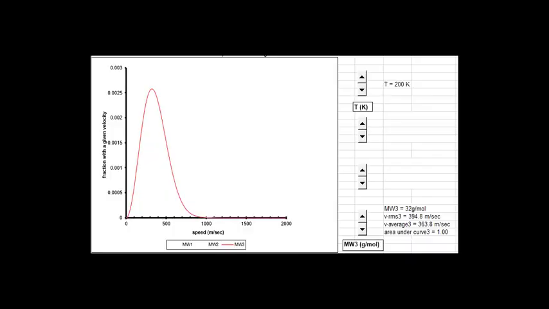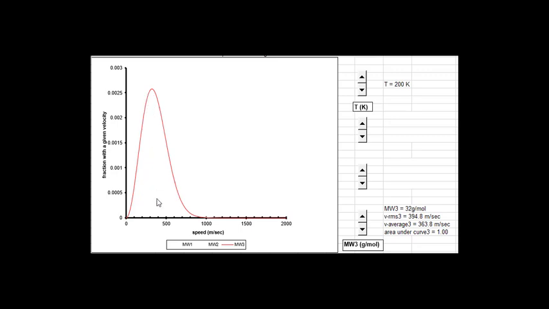Here's a nice Excel spreadsheet done by William F. Coleman from Wellesley College that shows a Maxwell Boltzmann curve. Right now in this curve, we've got about 1 mole of oxygen gas. It's got a molecular weight of 32 grams per mole. Notice it says the area underneath the curve is 1. That stands for 1 mole. So we've got 6.02 times 10 to the 23 molecules of oxygen gas bouncing around in here.